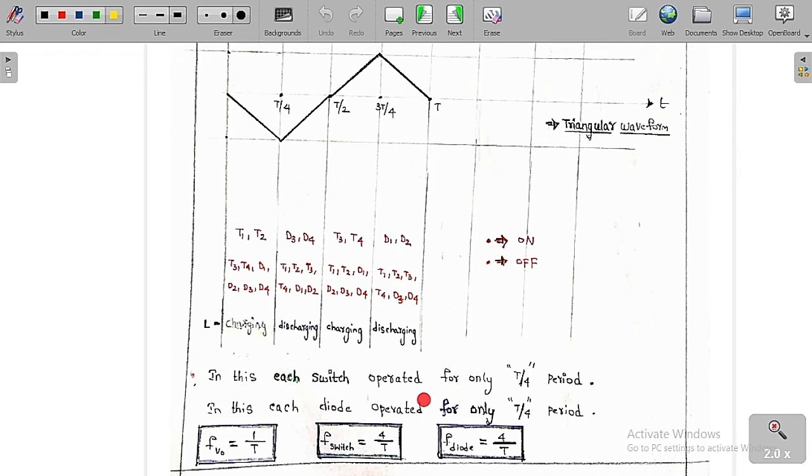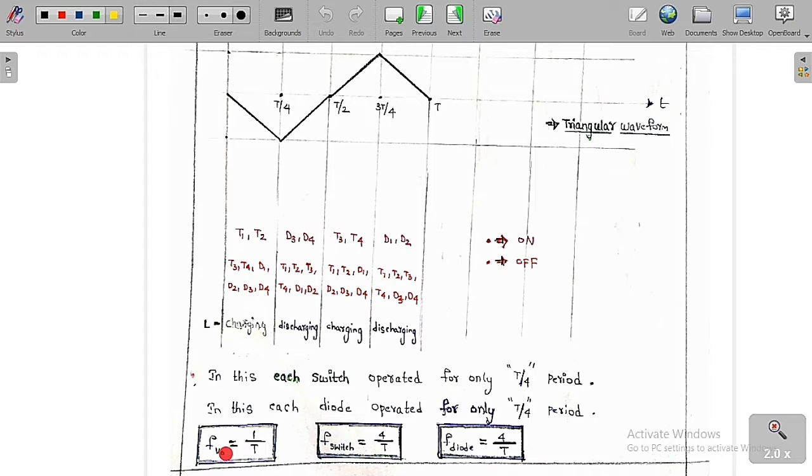In this, each switch operates for only T/4 period. Let me assume this is the overall time period T, and after this it repeats. So T1 is operated for only T/4, and T2 is also operated for only T/4, whereas D3 and D4 are each operated for only T/4, and T3, T4, D1 and D2 are likewise each operated for only T/4. So each and every switch, whether a thyristor or a diode, operates for only T/4.